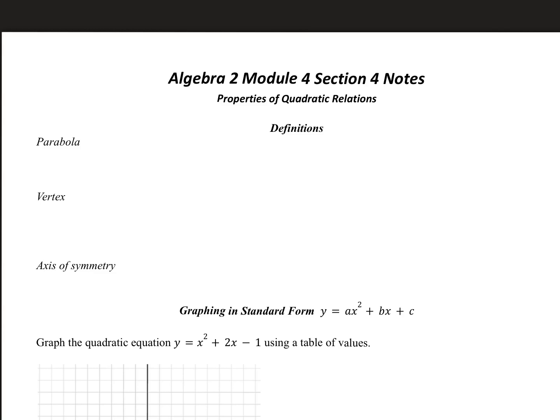In section 4, we're going to look at properties of quadratic relations, and we're specifically going to look at key parts of graphing a quadratic and how to go about graphing a quadratic equation. So the first thing we're going to talk about is parabola, and parabola is the term for the shape of a quadratic.